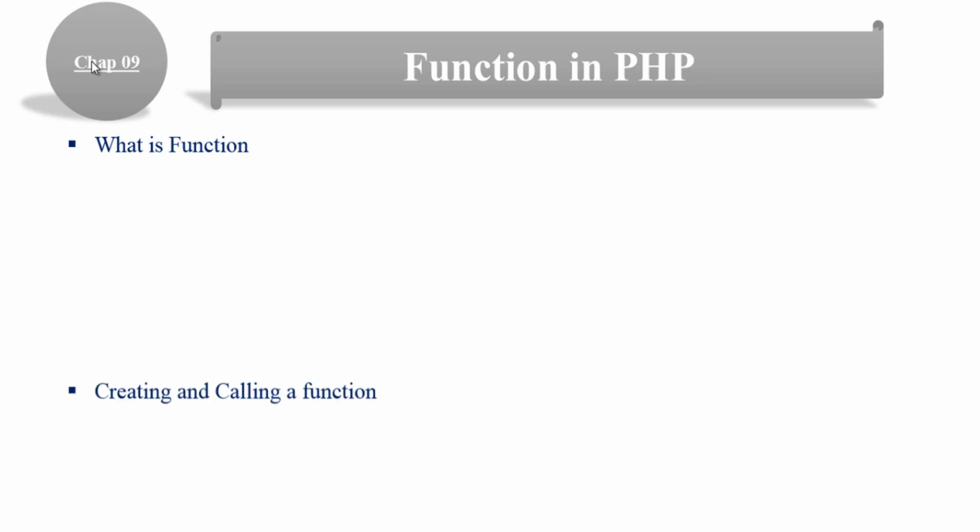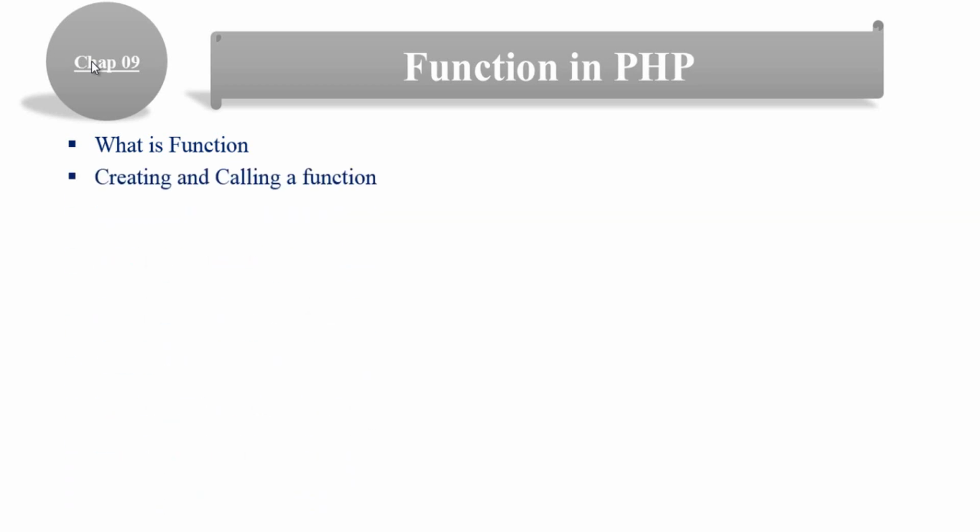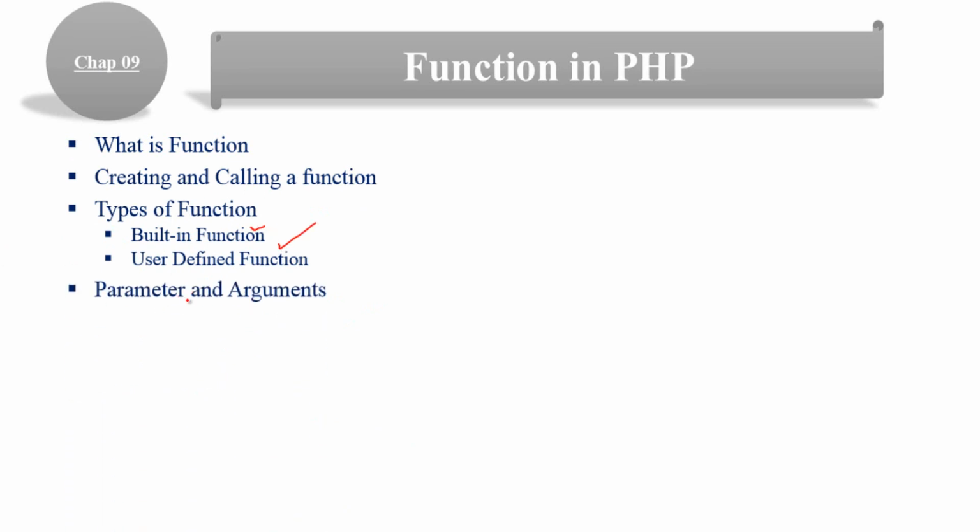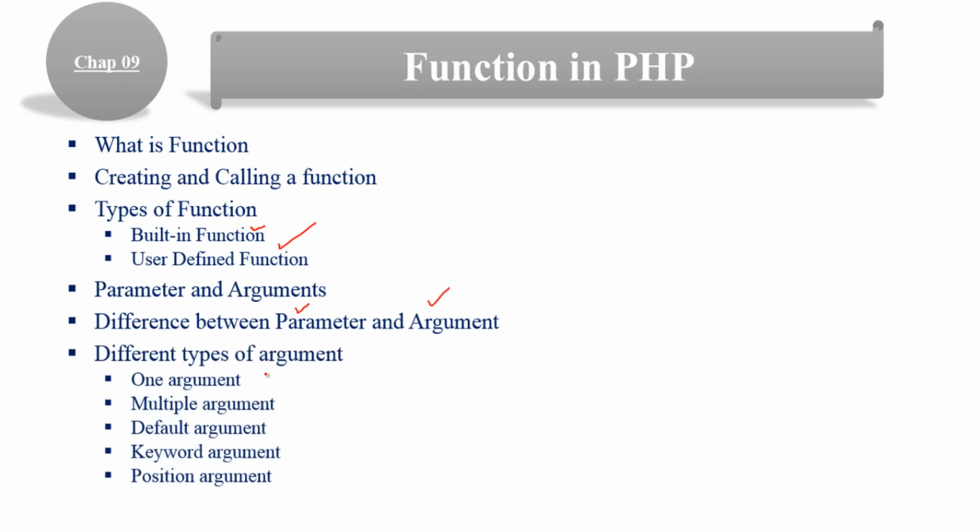chapter. What is a function? Creating and calling a function, meaning how you can create a function and how you can call a function in PHP. Different types of functions: built-in functions and user-defined functions, and also parameters and arguments, the difference between parameters and arguments, and also different types of arguments. For example, one argument, multiple arguments, default argument, keyword argument, and positional argument. You will learn these different types of arguments from this chapter number 9.